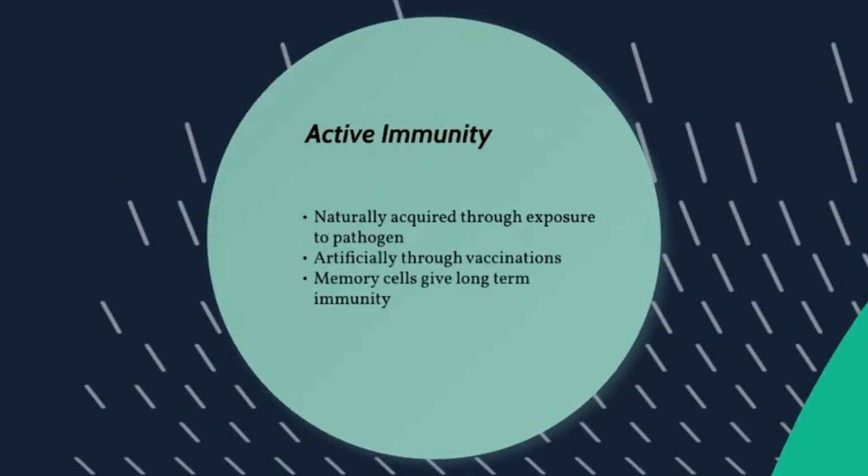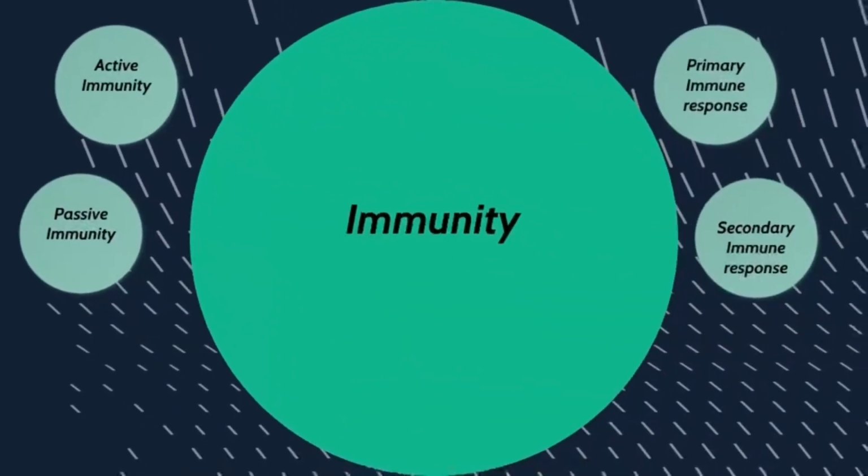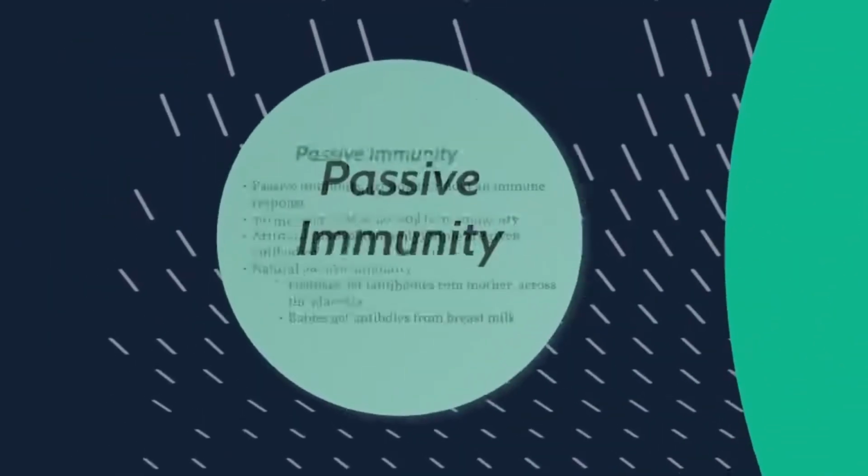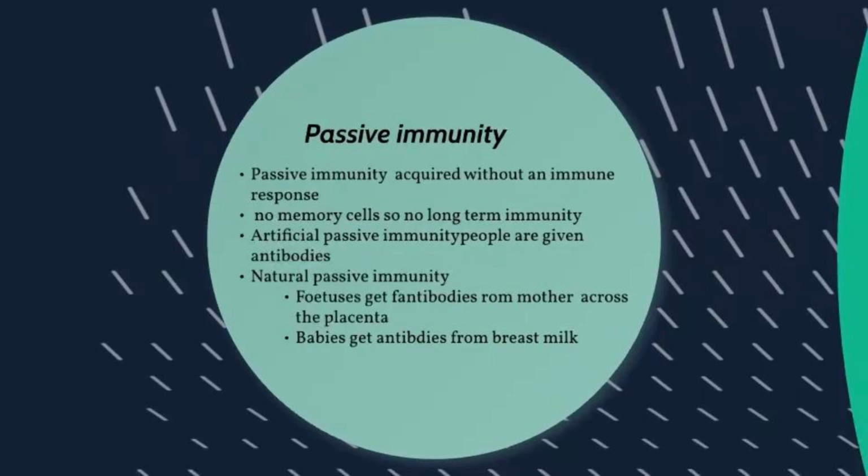The other type of immunity we have is called passive immunity. Passive immunity is where we get immunity without having an immune response. So what I've talked about with the B, T lymphocytes and the phagocytes, this doesn't happen. In this case, the antibodies that are in the blood of the person are not produced by that person themselves. So we can have two types of passive immunity again. So we can have artificial or natural passive immunity.